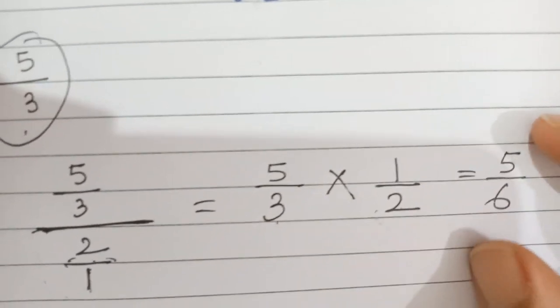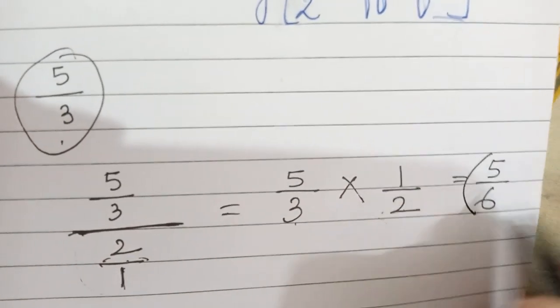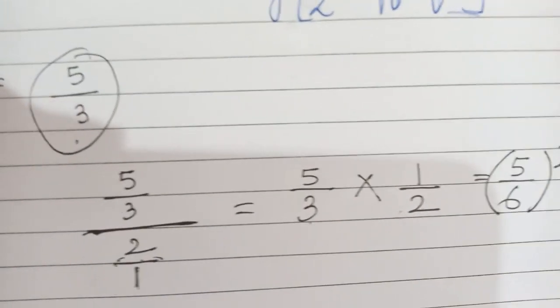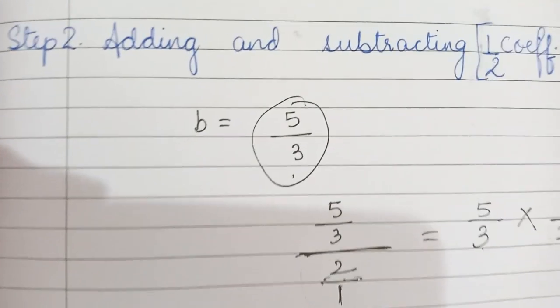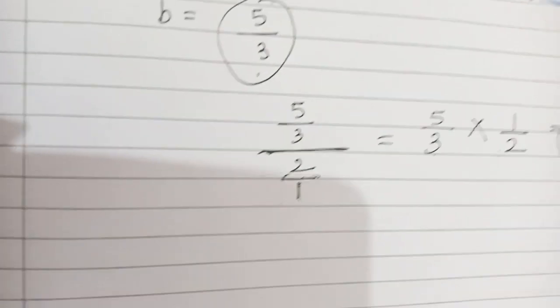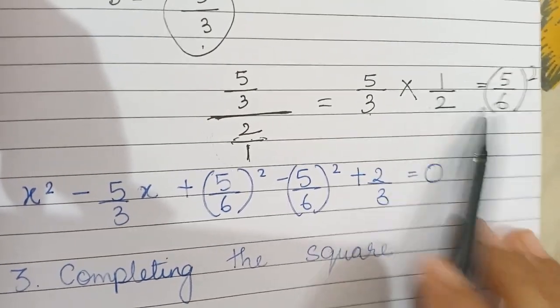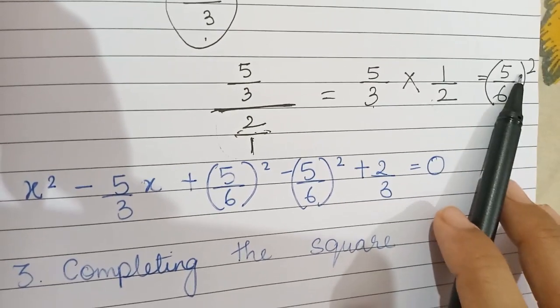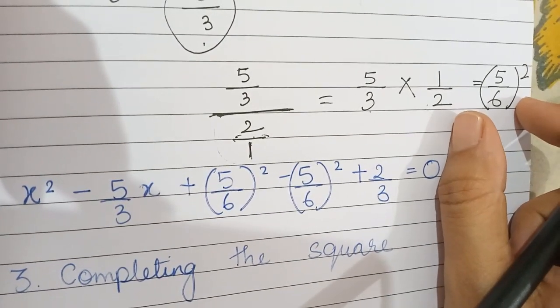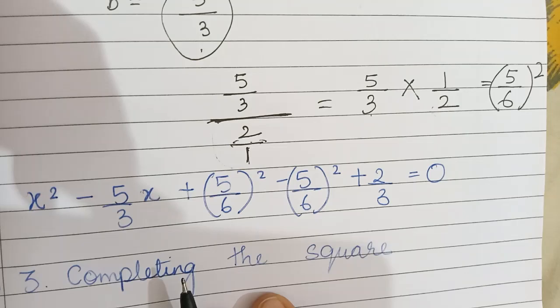Now we have to take the 5 upon 6, take its square, and add and subtract it in the given equation. So what do we get here? We get half of the coefficient of x whole square. Now we have to take this particular number and add and subtract it in the equation.